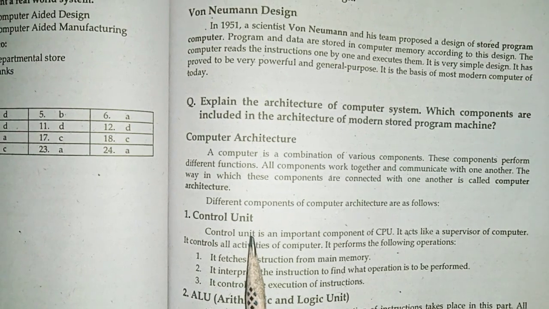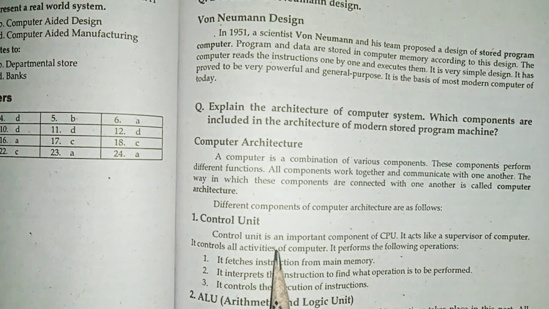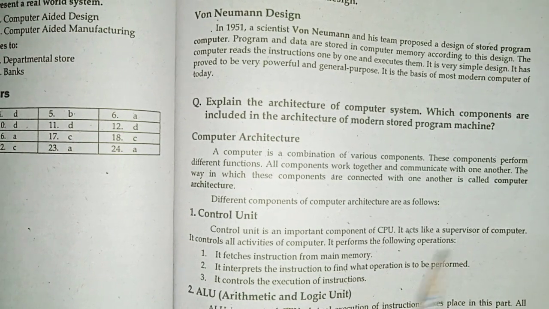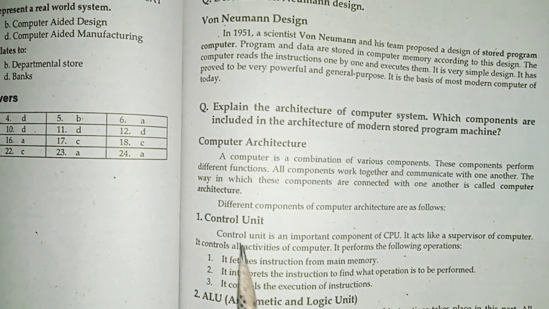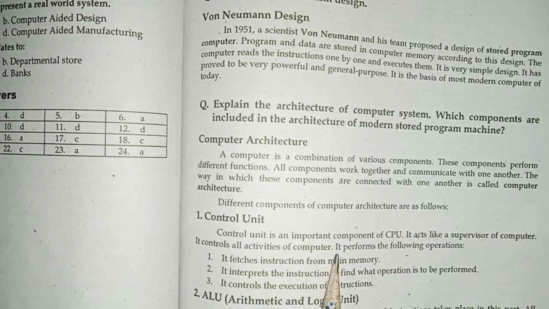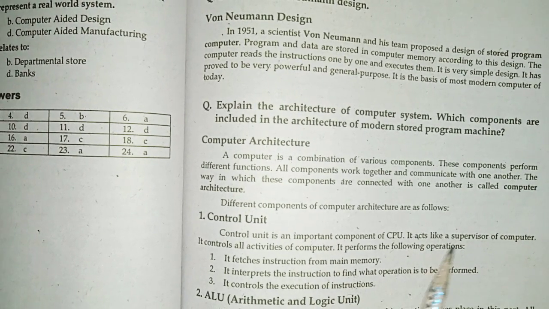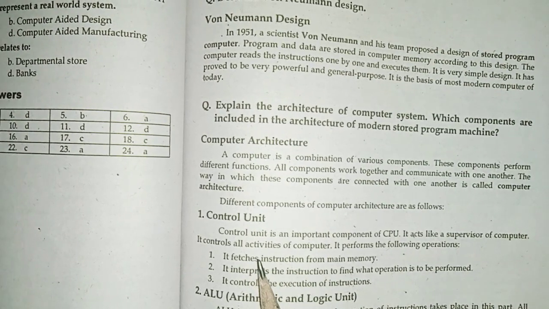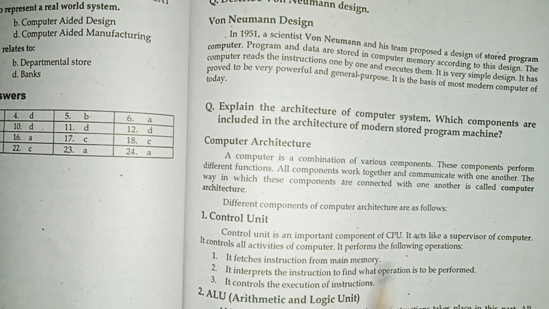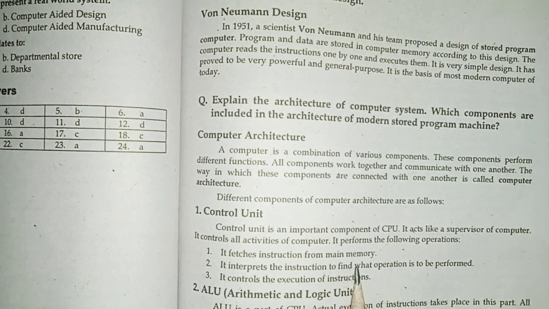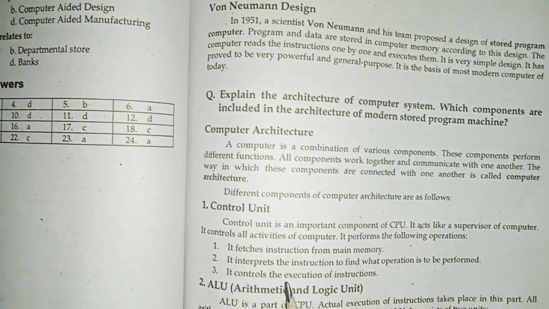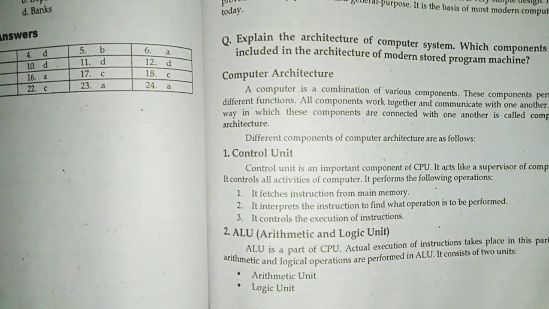In the control unit, we will discuss that the control unit is an important component of the CPU. It acts like a supervisor of the computer, and it controls all the activities of the computer. It performs the following operations which are given in the points. Let's discuss its points. It fetches the instruction from main memory. It interprets the instruction to find what operation is to be performed, and it controls the execution of instructions.